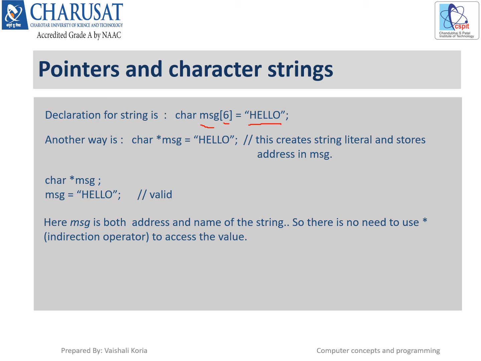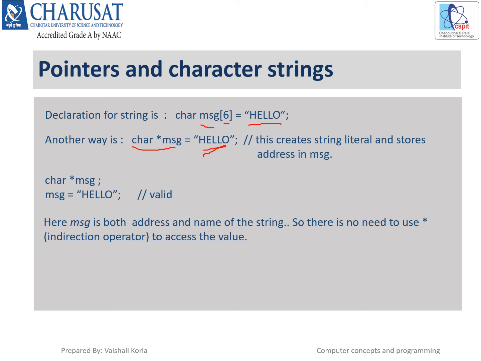Now another way of declaring the same string is this: char star message is equal to, in double quotes, we can write hello. This particular statement will create a string literal and store the address in message. So this message will contain the address of the first element of this string. Here message is not simply a name, it is a character pointer. Character pointer means message will contain the address of a character. This is one way of declaring strings in the C language using a pointer.